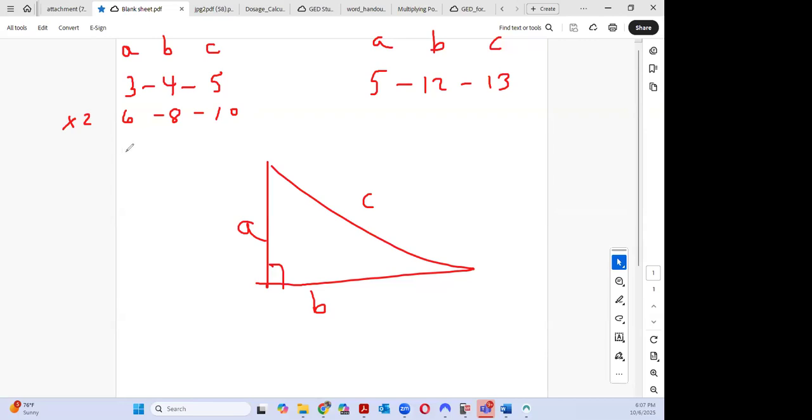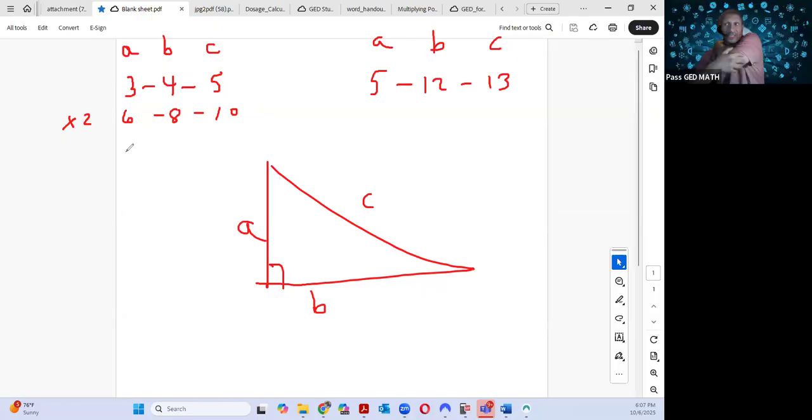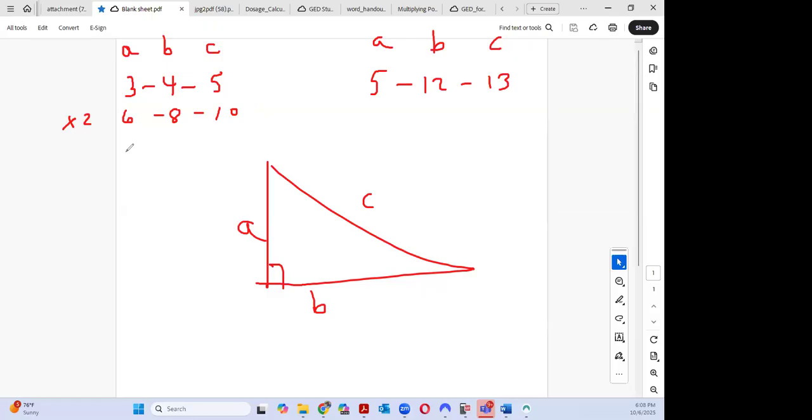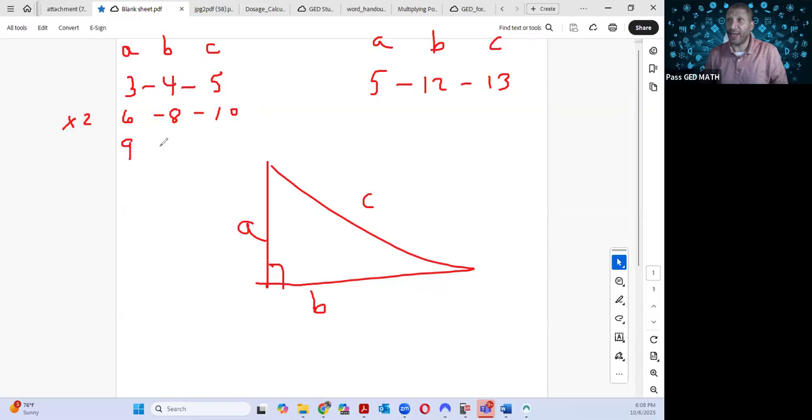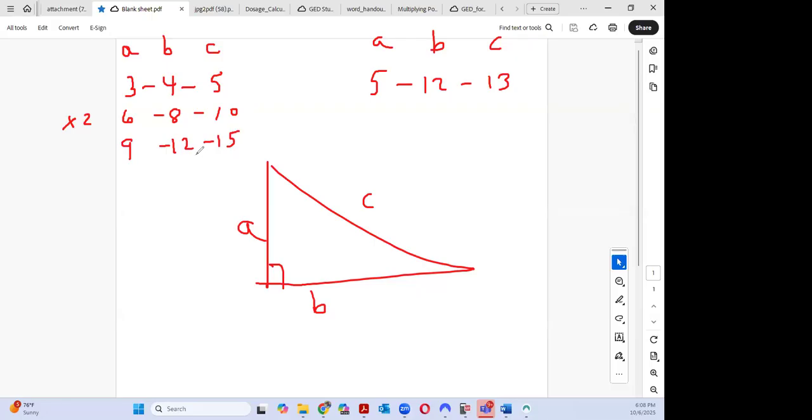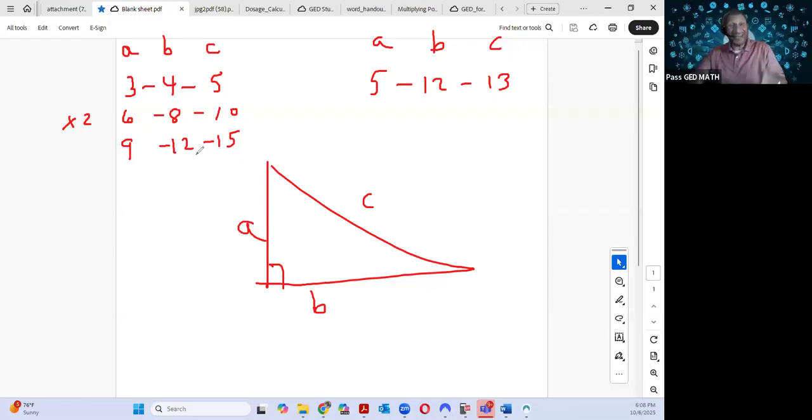If your two legs are 6 and 8, your hypotenuse is what? 10. Right. If you multiply by 3, you get 9, 12, 15. If your two sides of your right triangle are 9 and 12, your hypotenuse is what? 15. Okay, so any multiples of your 3, 4, 5.